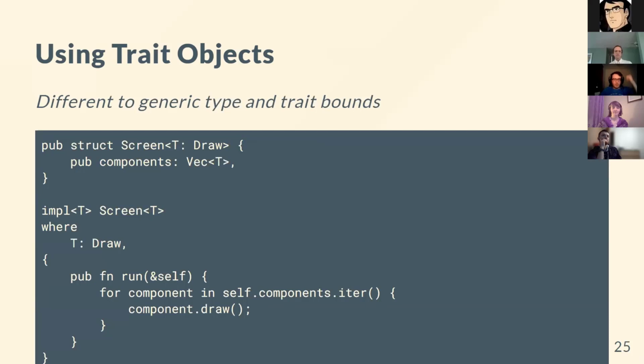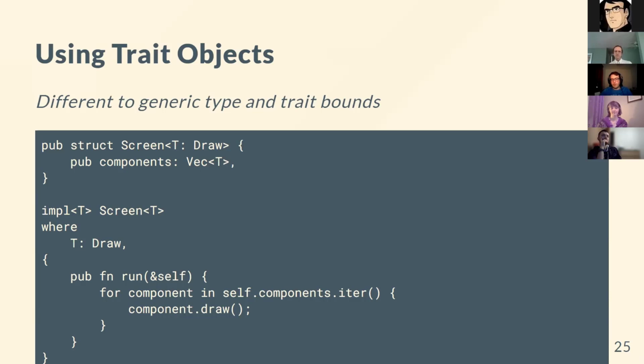So it's important to note that this is different from defining a struct that uses a generic type parameter with trait bounds. The book provides the example on screen to remind us that a generic type parameter can only be substituted for one concrete type at a time, unlike trait objects, which can be multiple types. And those types can be filled in for the trait object at runtime.